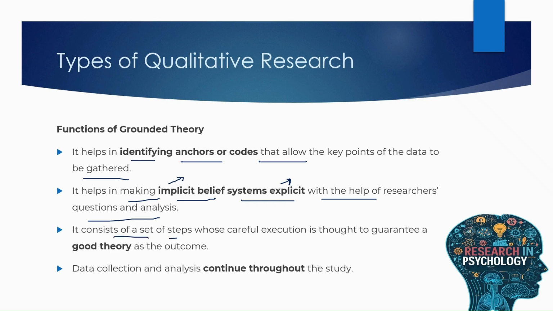It consists of a set of steps whose careful execution is thought to guarantee a good theory as the outcome. So, when you are using the approach of grounded theory, you are guaranteed to have a good theory as an outcome. The data collection and analysis continue throughout the study. So here, it's not that you first do the data collection, and then you analyze it and then you form a theory. No, the data collection and analysis continue throughout the study. All right. So these are the functions of grounded theory.